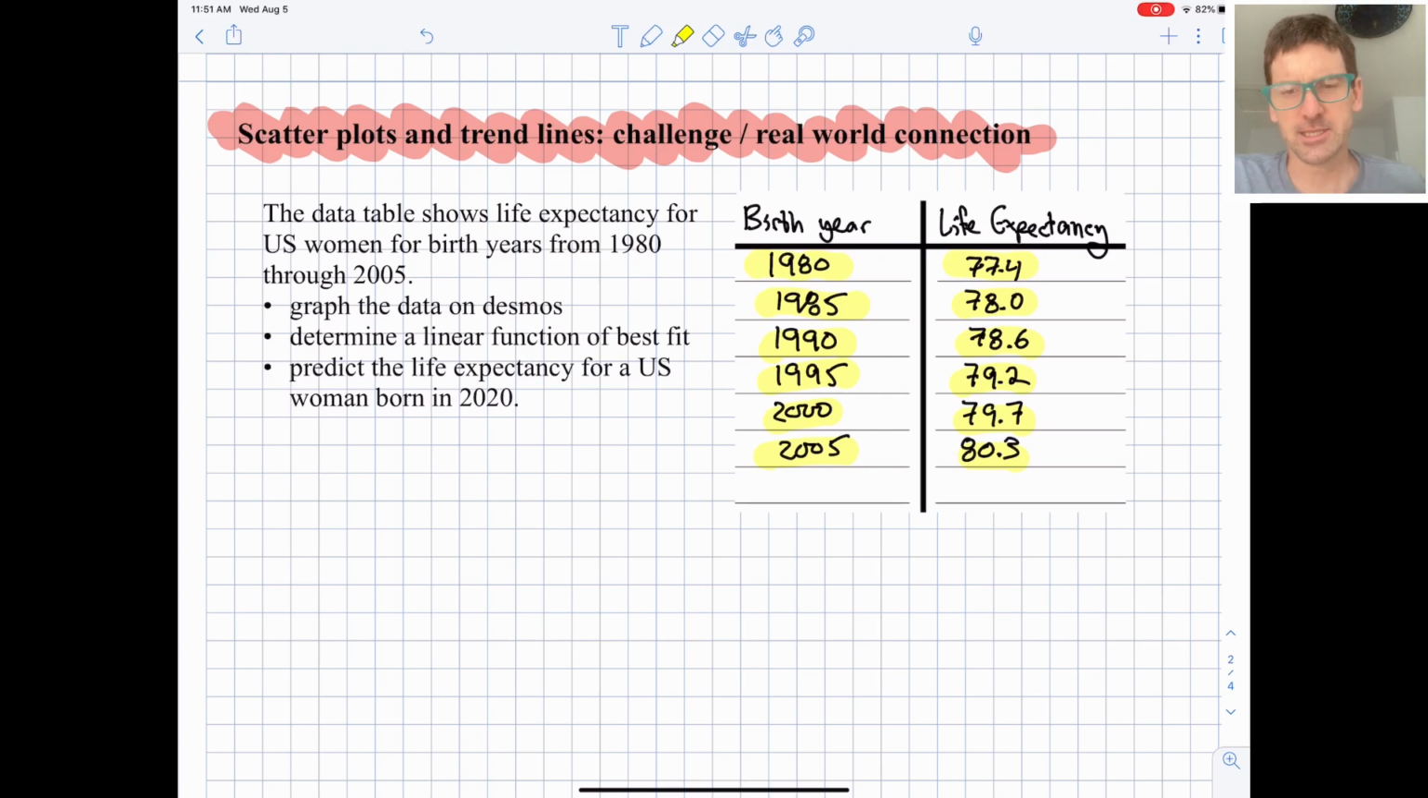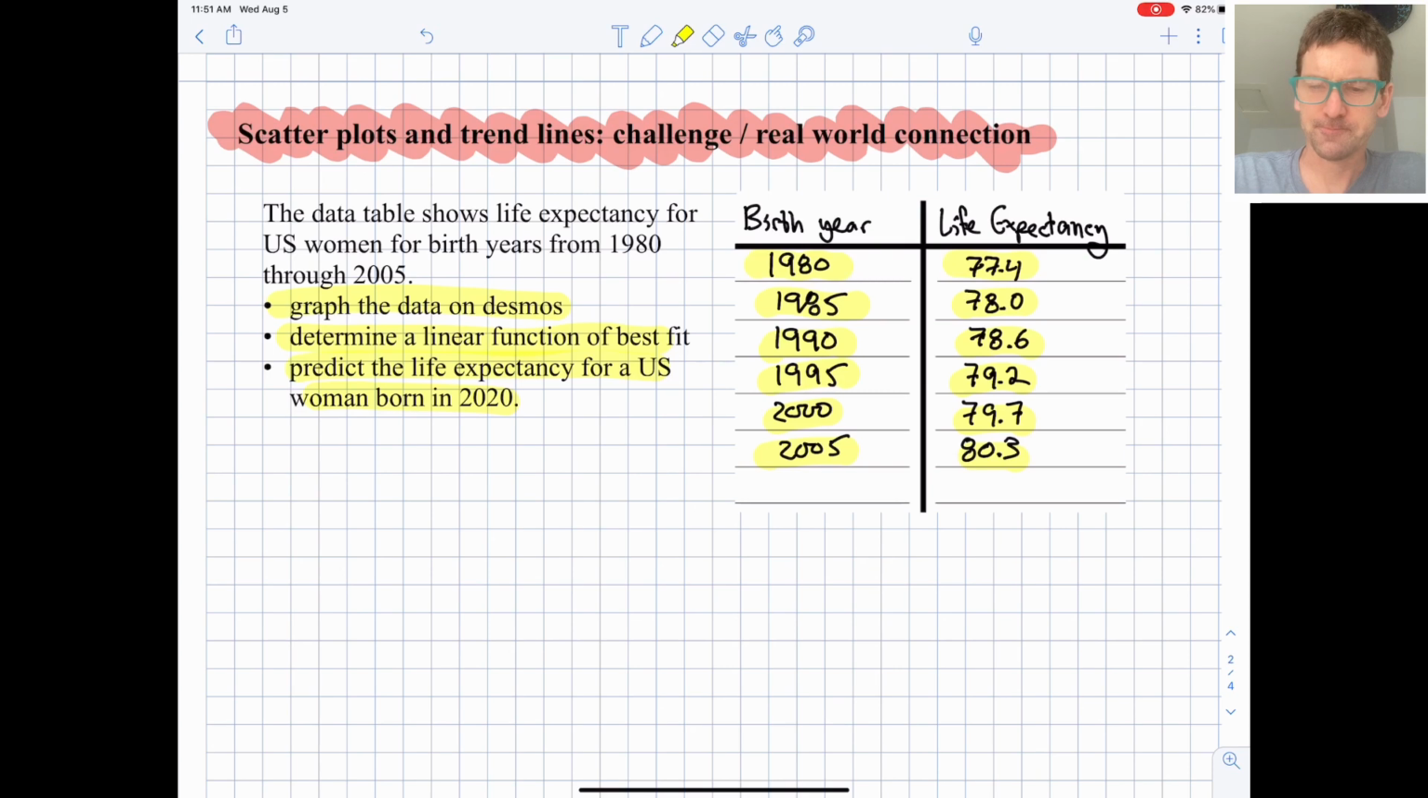And so we have a couple tasks here. Our first task is to graph the data up on Desmos. And then we want to use Desmos to find a linear function of best fit and then make a prediction using our equation for the current year. So I'm filming this in 2020. So for a female baby born this year, what would her life expectancy be?